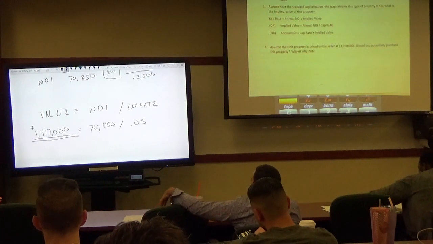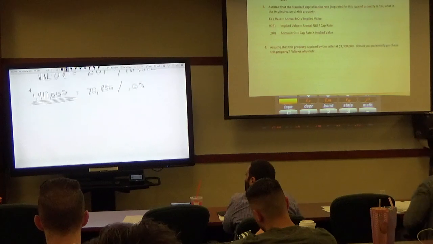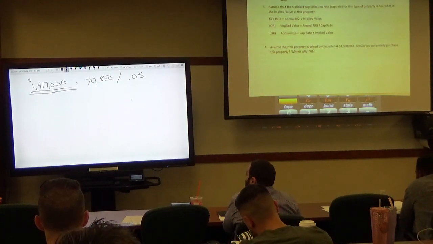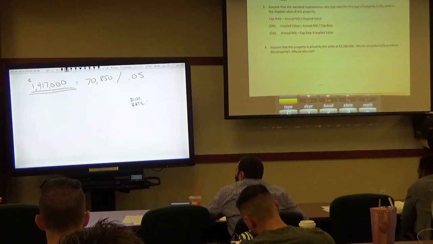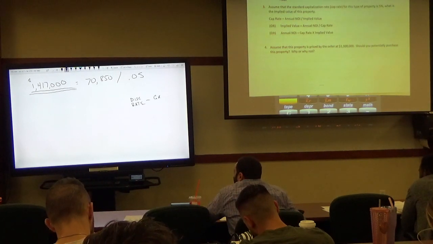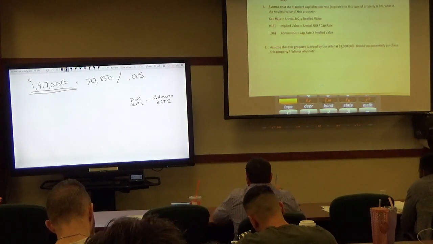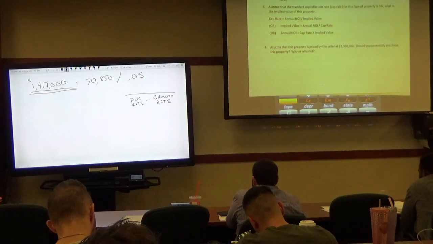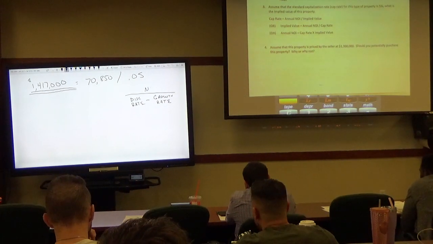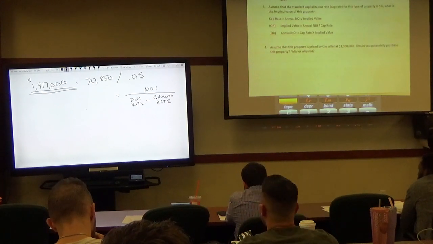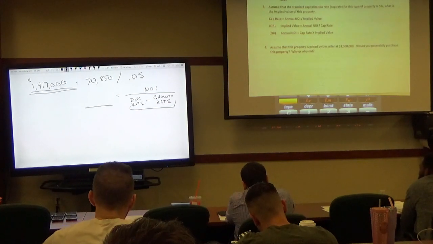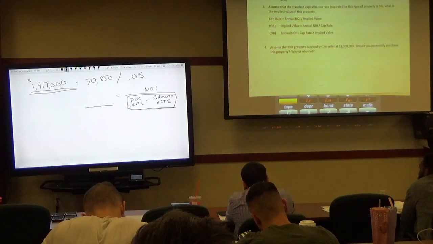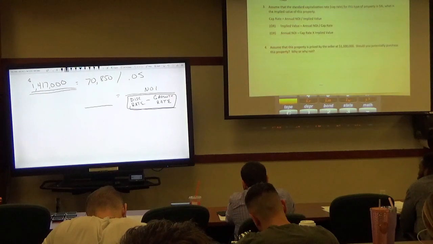Yeah, it's basically when you take your growth rate... Okay, actually, it's taking the discount rate minus the growth rate, and you're taking your income, in this case net operating income, and this is going to give you the value. But the cap rate is this piece of it, the discount rate minus the growth rate.